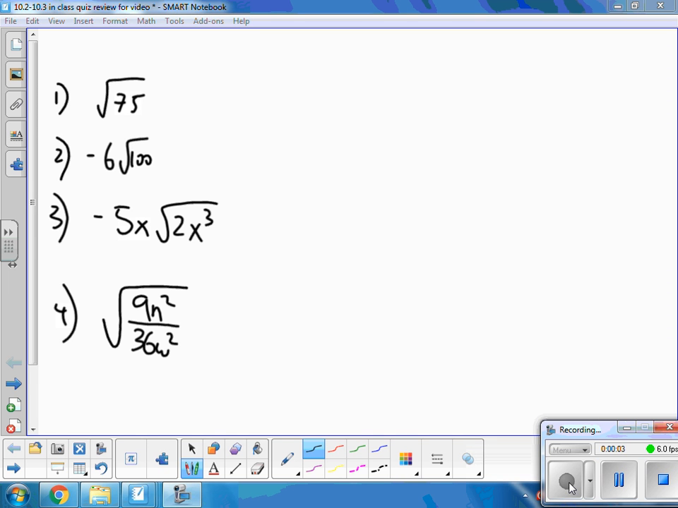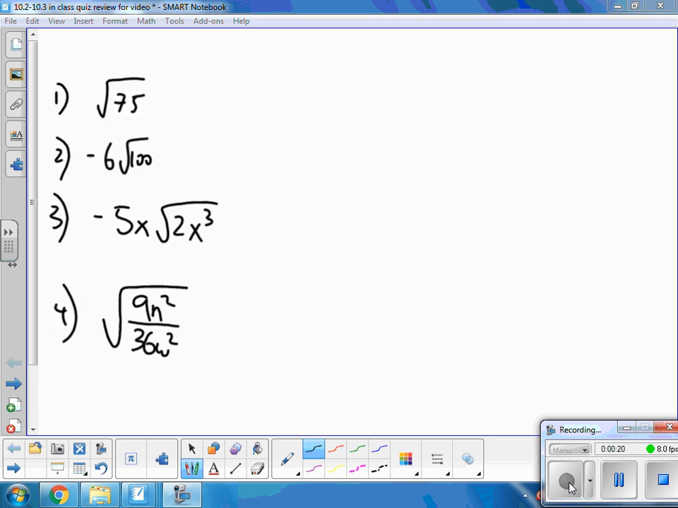Well, hey, let's talk a little bit about simplifying radicals. Okay, so what you have probably done is hopefully you've printed off all these things and you've worked through them, and you're checking your answers and you're coming back, looking to see what some of your misconceptions are. So let's go ahead and get started with number one.